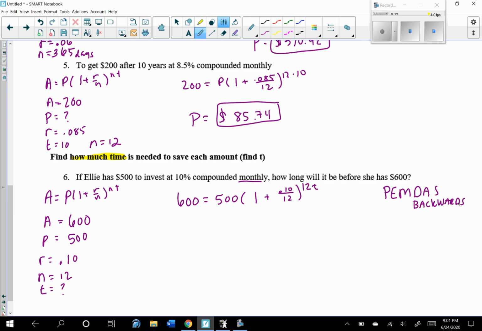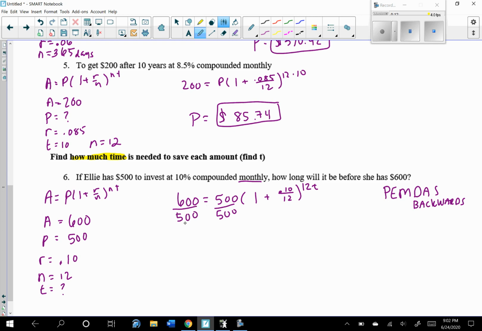So I need to solve for t, which is an exponent. So remember, exponents are over here, so that means first, before I can even get to here, I want to get rid of things that are added or subtracted, which I don't have on the outside of the exponent, multiplied or divided, which I have right here, that 500, so I would want to first divide that out. So divide by 500.